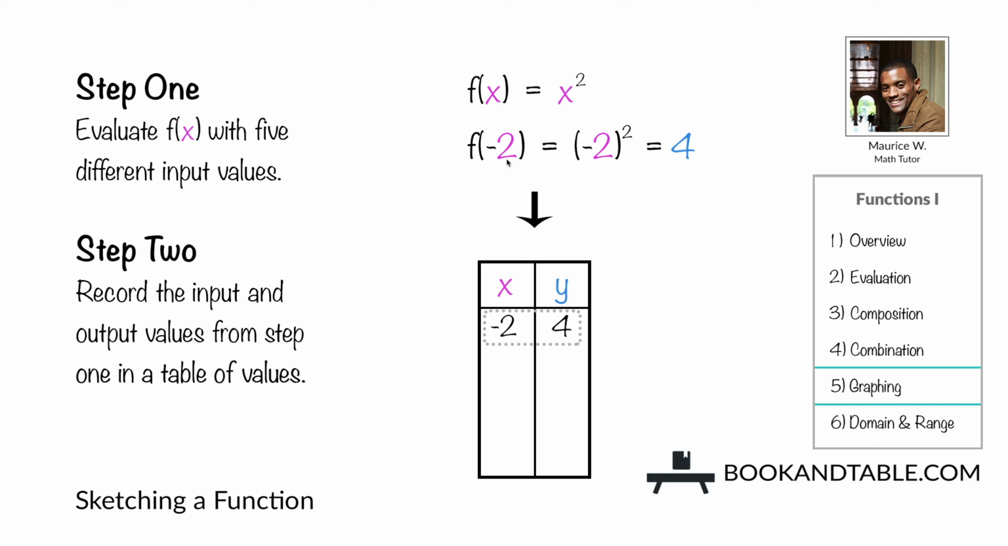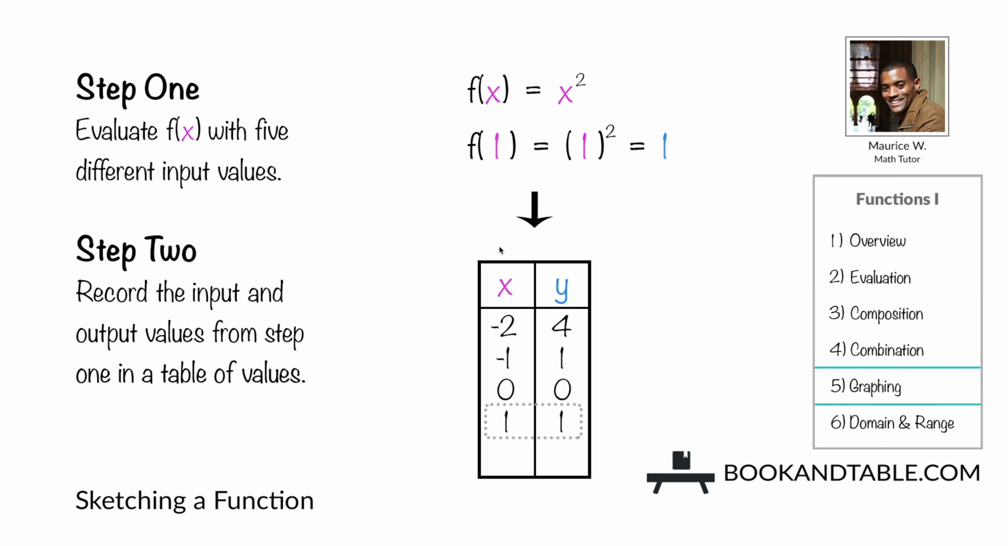So when we plug in -2 for x, we get -2 squared, which gives us 4. So the input is -2 and the output is +4. So that is row 1 in our table of values. We then plug in -1 for x, giving us -1 squared, which is equal to +1. So -1 is our input and +1 is the output. We then want to plug in 0 for x, showing us f of 0 is equal to 0 squared, which is equal to 0. So in our table, 0 is the input and 0 is the output in the third row.